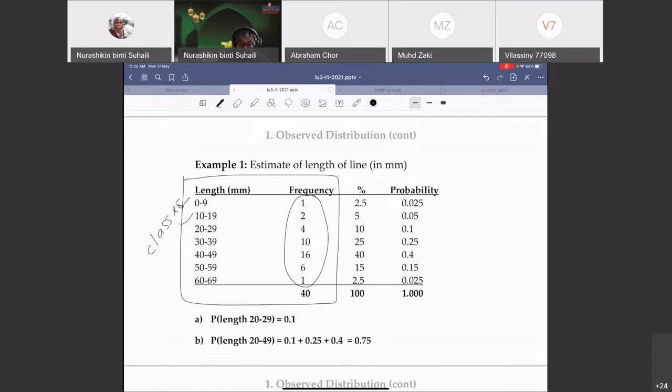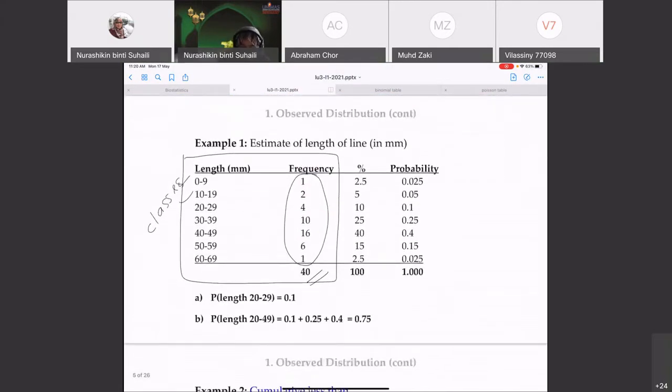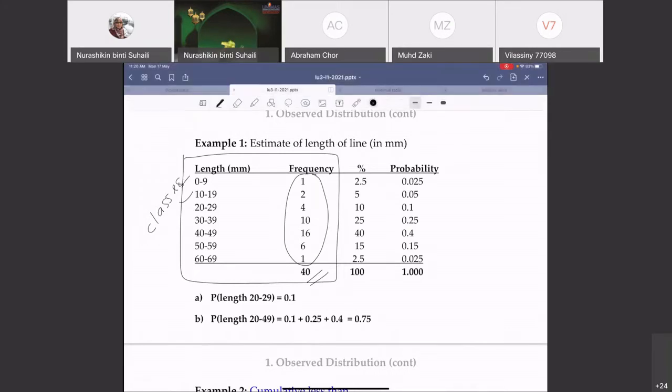For example, frequency 1 means the data from 0 to 9 is 1, and so on. So it's the number of how many times it happened. Here is the total frequency. When you add up all the data, this is what we call total frequency. Total frequency, okay, 40.